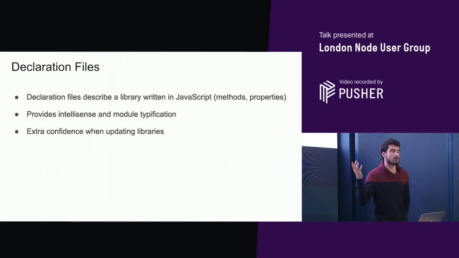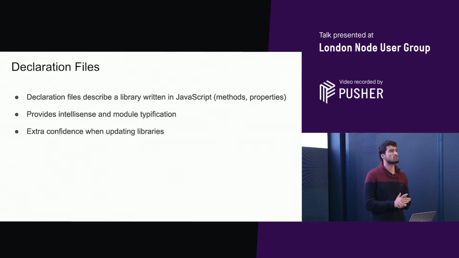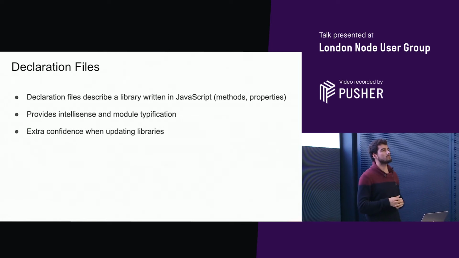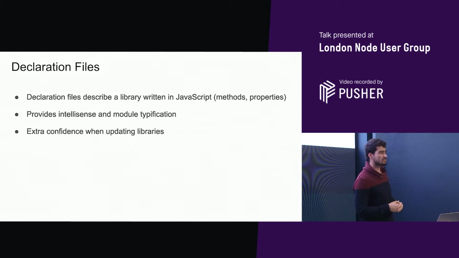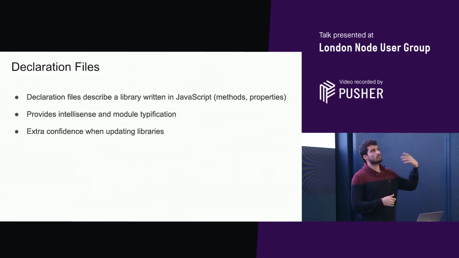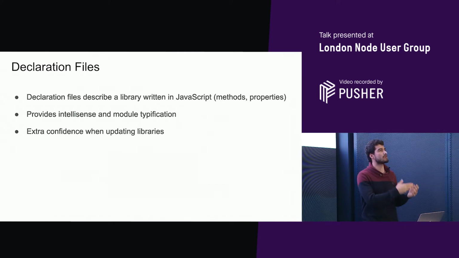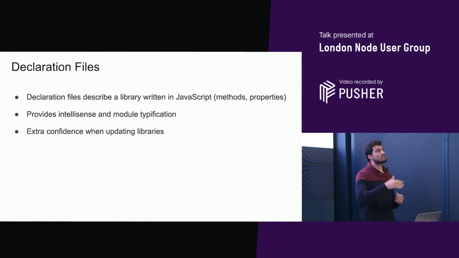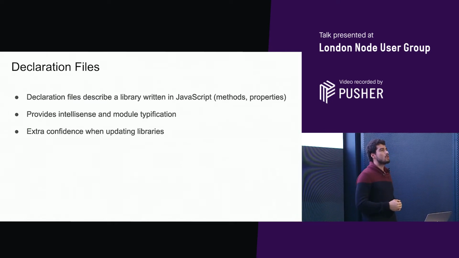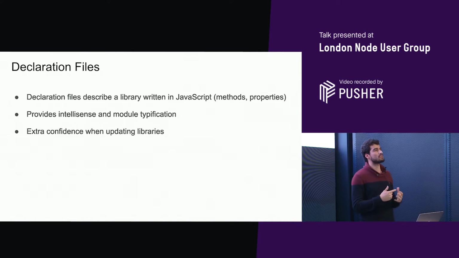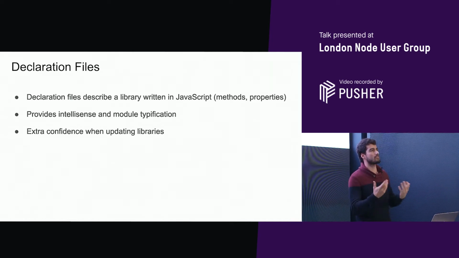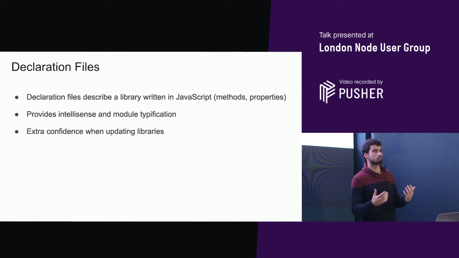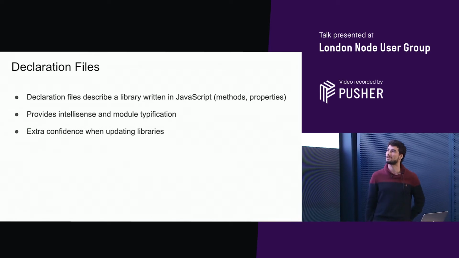It also gives us extra confidence when we are updating a library. For example, imagine that we are using library A version 1 and we want to update to version 2. Usually we need to go to the documentation, see the breaking changes, and try to find in our code where things are breaking. Having TypeScript and declarations, we can just install the new declarations, compile our code, and it will automatically report all the errors in our code where things are breaking. So it gives us really extra confidence when updating libraries.